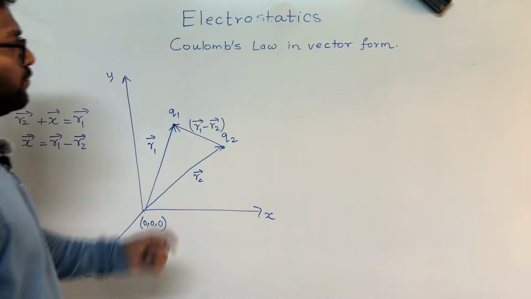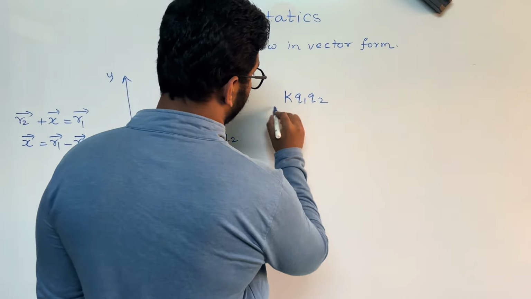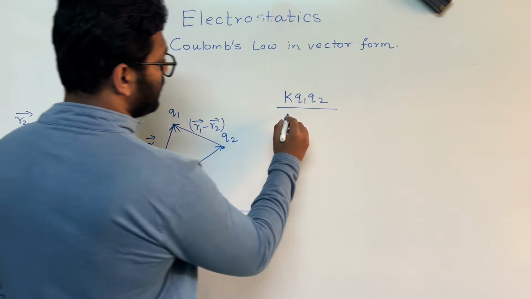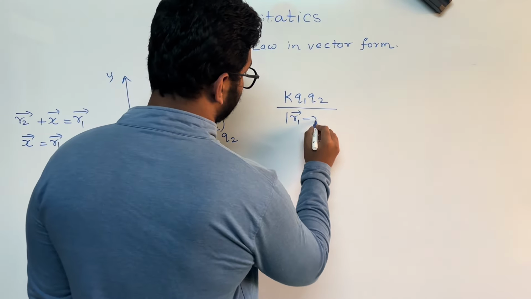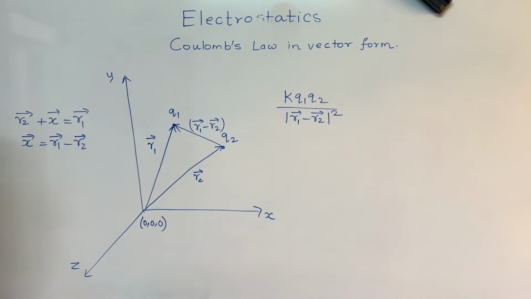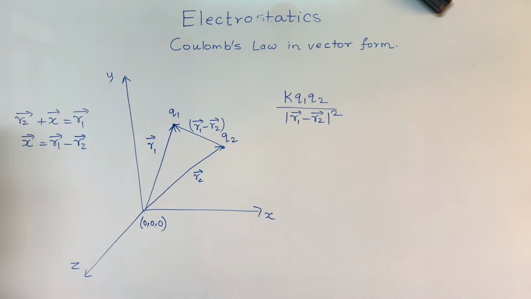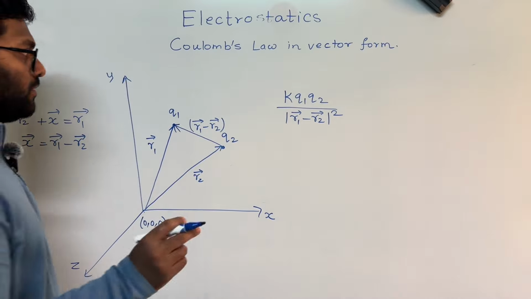Now obviously you know the Coulomb force will be written as K Q1 Q2 divided by the distance between them, the magnitude of R1 bar minus R2 bar, squared. This is simply the force between the two charges Q1 and Q2. But now I have to write the direction along with the magnitude as well. To write the direction we use one notation.